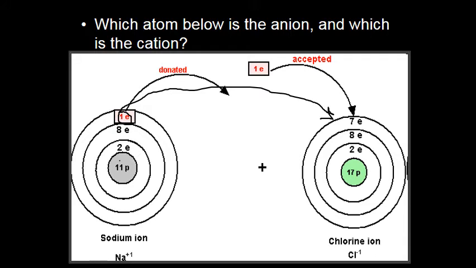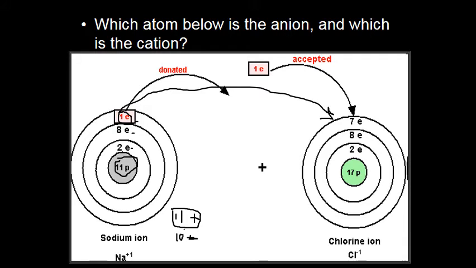So now this guy has 11 protons, but he has 2 plus 8 is 10. Remember, he gave this one away. So he only has 10 electrons. So he has 11 protons and only 10 electrons. So is he more positive or more negative? Well, he is clearly more positive because he has more protons, right?